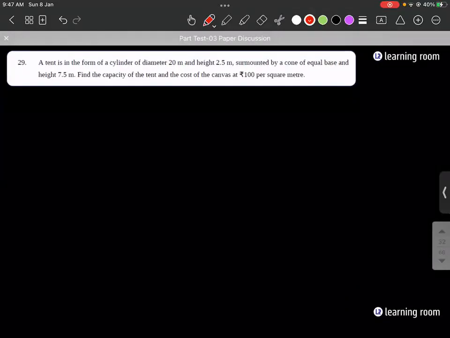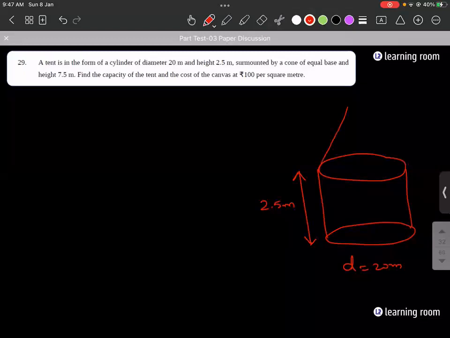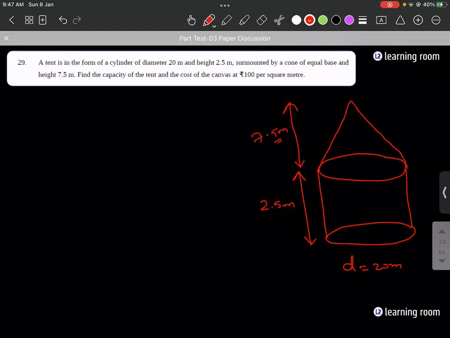A tent is in the form of a cylinder of diameter 20 and height 2.5, surmounted by a cone of equal base and a height of 7.5 meter. Find the capacity of the tent, that is the volume of it. So how much is going to be the volume?